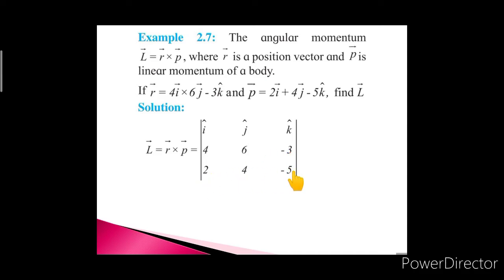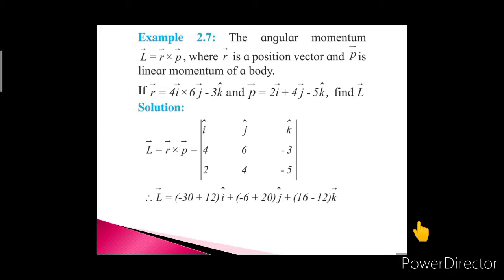Now in the third row we have to write down the magnitudes of the components of the vector p along x, y and z axis. So the magnitude along x axis is 2, along y axis it is 4 and along z axis it is minus 5. So we write vector r cross vector p in terms of the determinant. After that we have to solve this determinant to find the value of vector L.